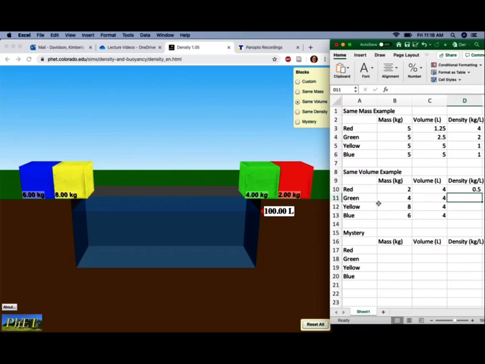So we should expect that the density of the green cube is going to increase relative to that of the red cube. And in fact, when we plug in these values, we get a value of 1, which is greater than the density of the red cube.